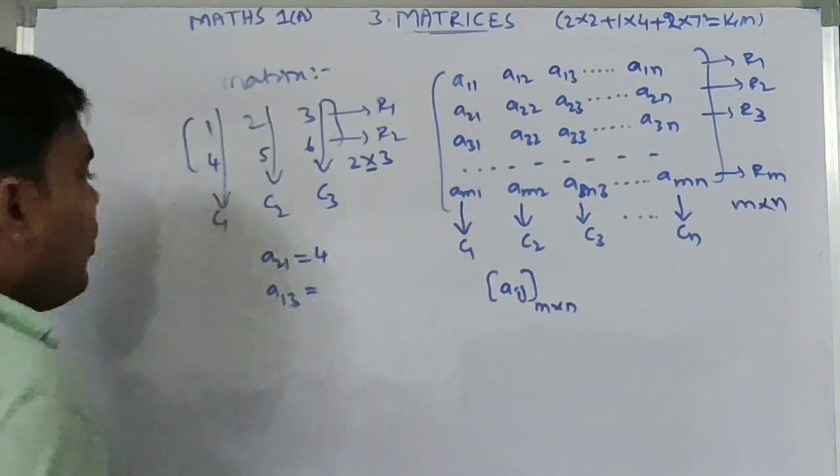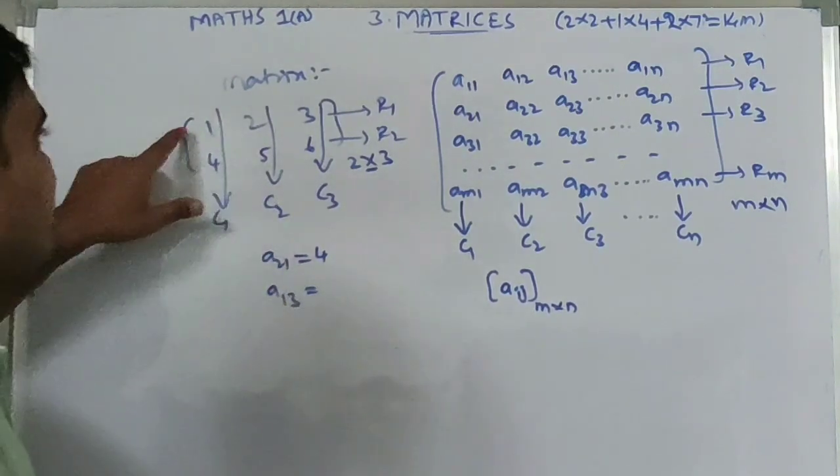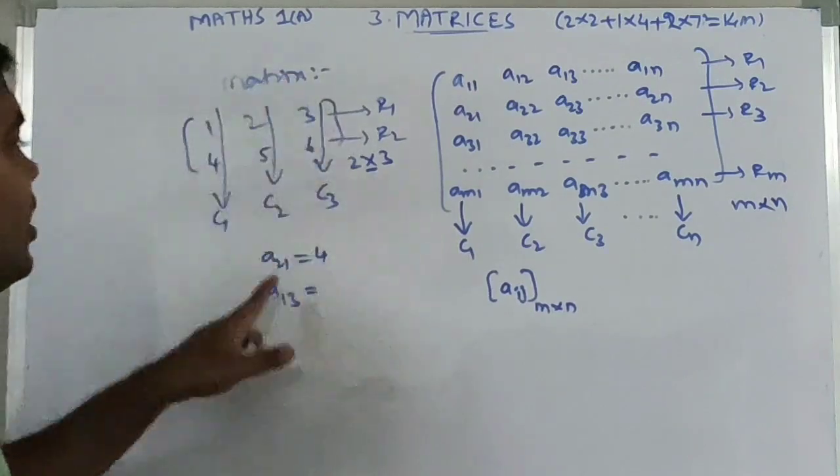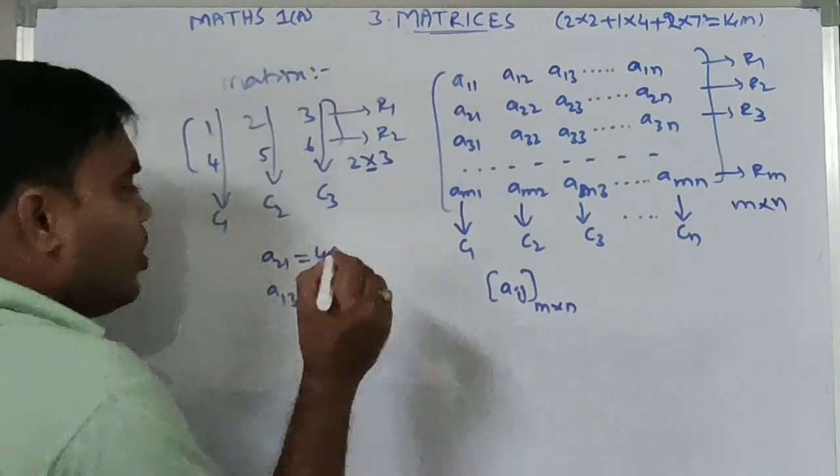A13 means first row, third element. In the first row, 1, 2, 3, the third element is 3. So A13 equals 3.